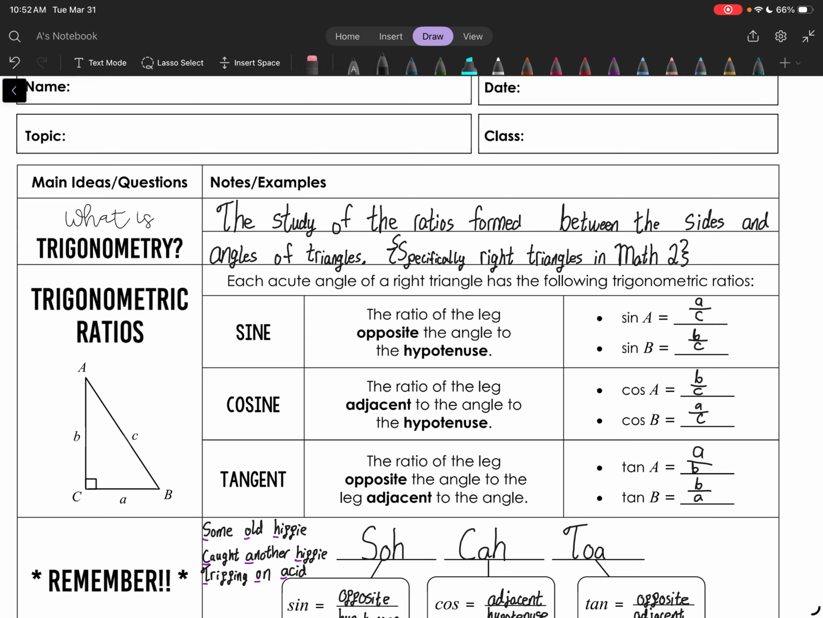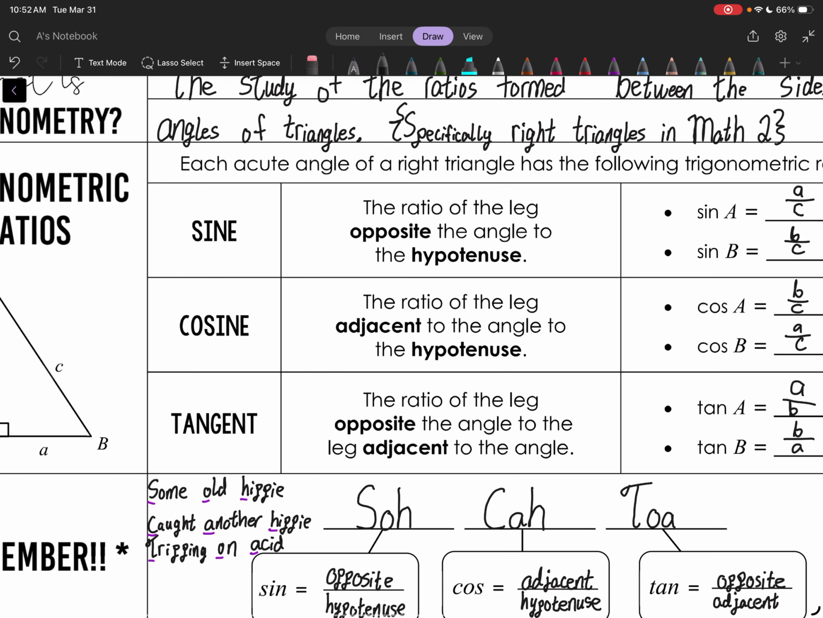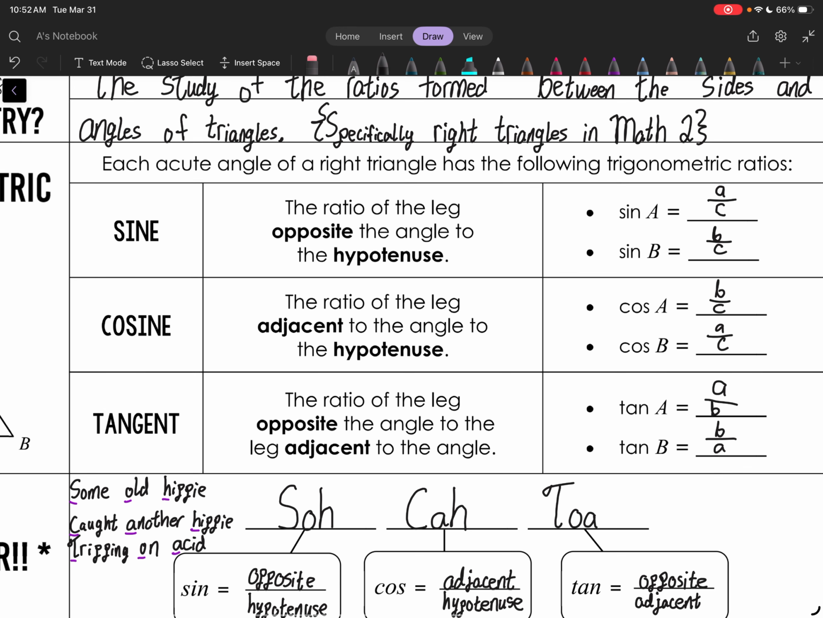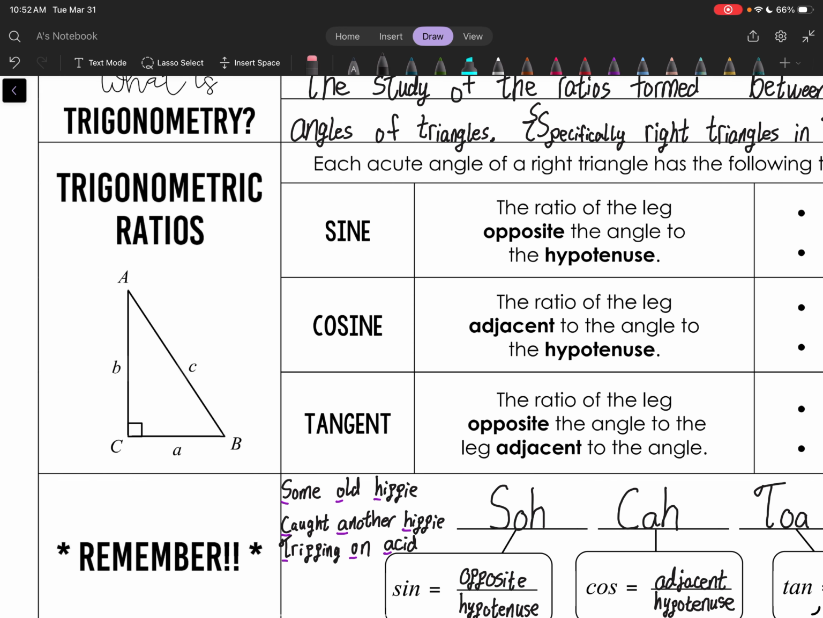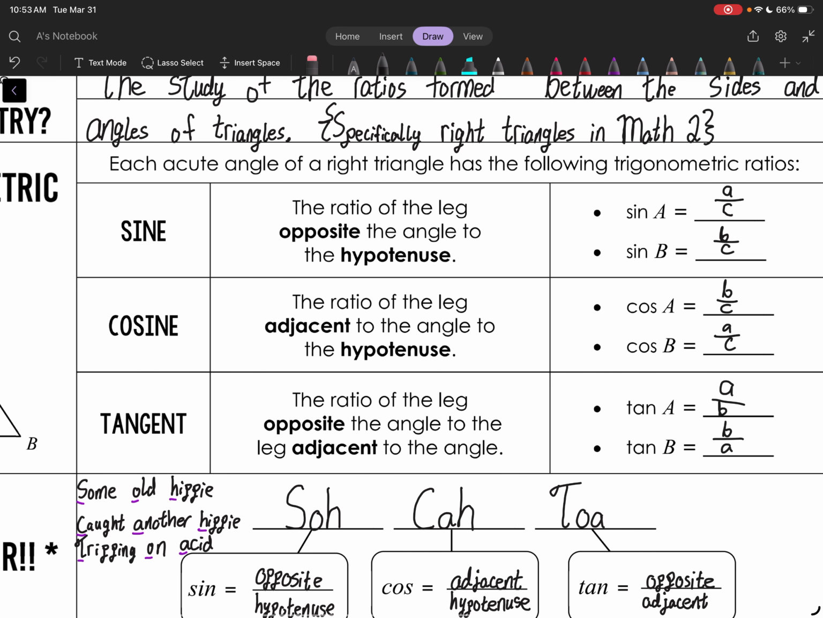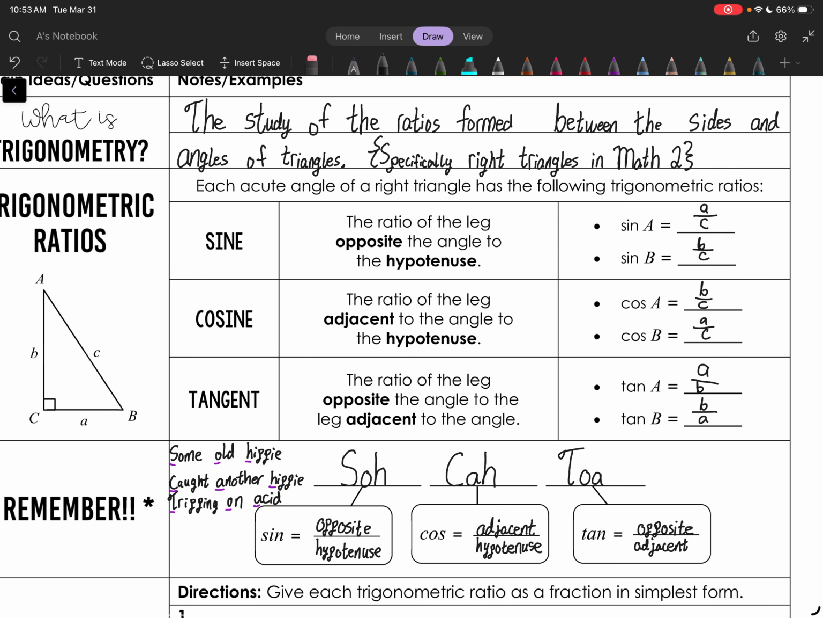Well, what is trigonometry? Simply put, it is the study of the ratios formed between the sides and angles of triangles. Specifically, we're talking about right triangles in Math 2. You have three types of functions, three types of ratios: sine, cosine, and tangent. Your sine function is the opposite over the hypotenuse. Your cosine, and we're talking about from the angle, is equal to the adjacent over the hypotenuse, and tangent is opposite over adjacent.